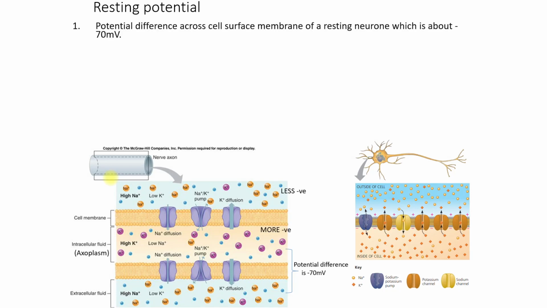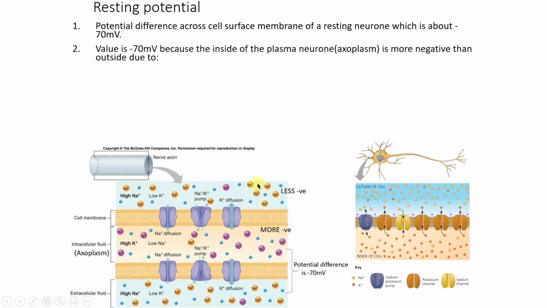Resting potential is the potential difference across the cell surface membrane. You can see this is an axon, and this is the lipid bilayer of the plasma membrane of the axon. The potential difference across the cell surface membrane of a resting neuron is the resting potential. The potential difference here gives you the value of -70 millivolts.